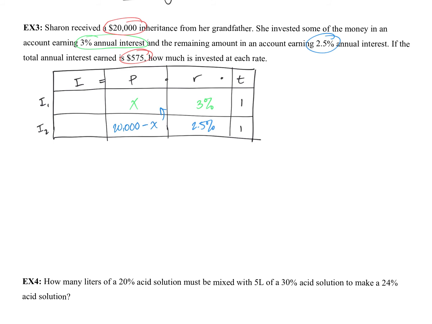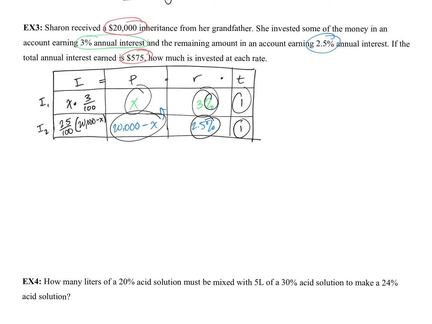So these are all the boxes we filled out. So we're going to go ahead and fill in the last one, where interest is equal to principal times the rate times the time. So that'll be X times, we have to be careful. We can't use percents in a word problem. Change to either decimal or fractions. I'll go ahead with the fraction, 3 over 100. And then we'll do the same thing for this one. Principal times the rate times the time. So that'll be 2.5 over 100 times, squishing this in, 20,000 minus X.